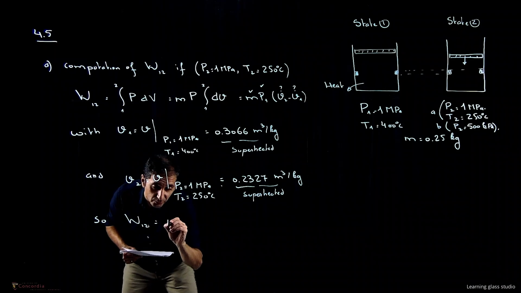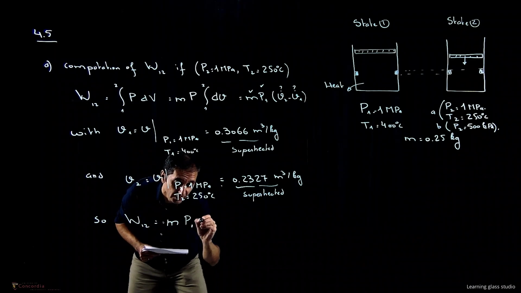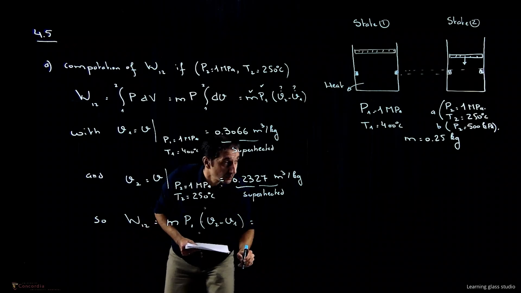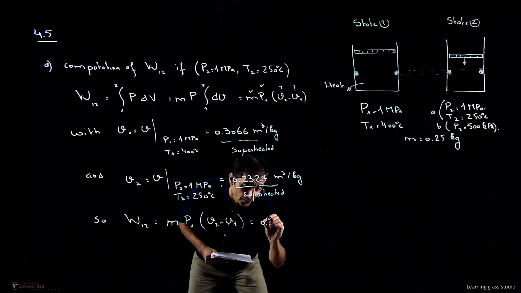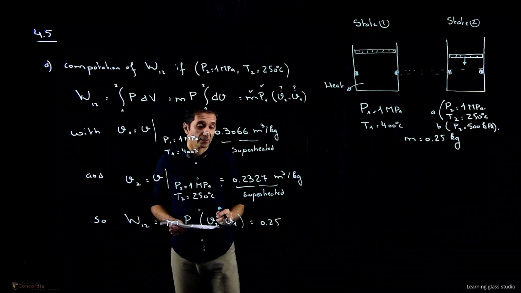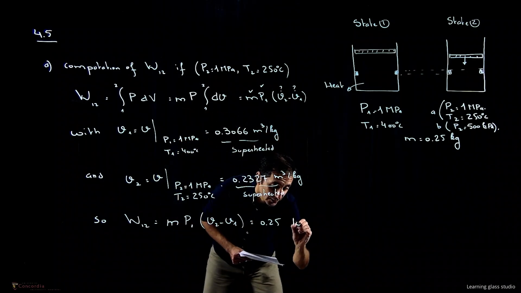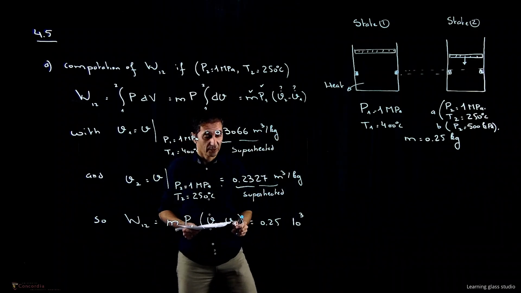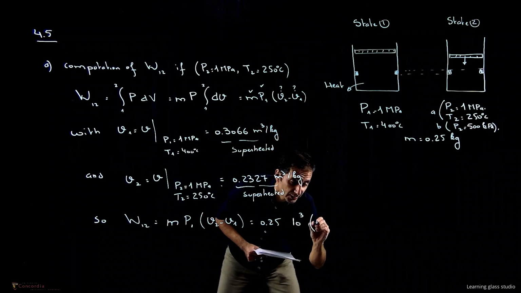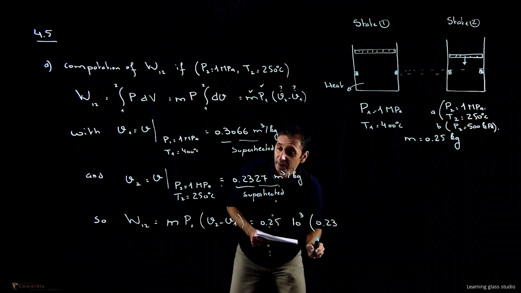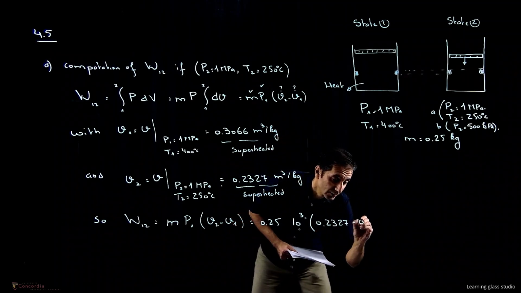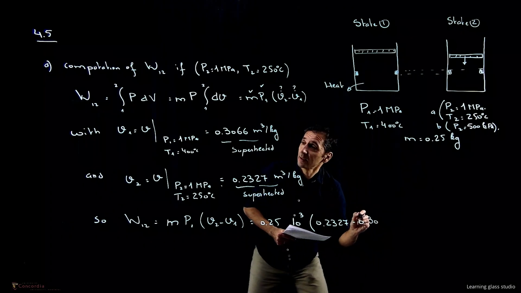We said it's equal to the mass cross P1 cross V2 minus V1, which is equal to, our mass is 0.25. Our pressure is 1 megapascal. You have to be careful. You have to convert it to kilopascals. So this will give us 10 exponent 3. Cross, we said our V2 is equal to 0.2327 minus V1, 0.3066.